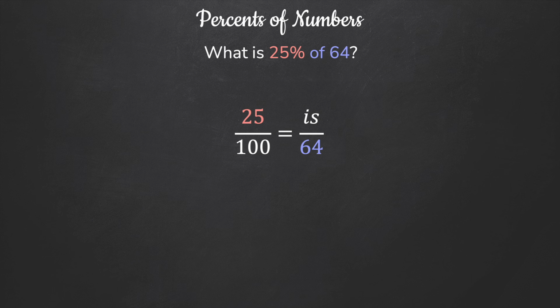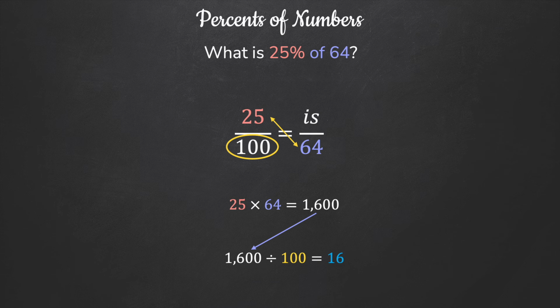Now that we've set up our proportion, we're going to go ahead and solve. So we are going to multiply the two numbers that are diagonal to each other. So that means 25 times 64. And 25 times 64 is equal to 1,600. Then we're going to take 100, which is the last number we have not used, and we're going to take the 1,600 and divide that by 100. And 1,600 divided by 100 is equal to 16. So that means that 25% of 64 is equal to 16.